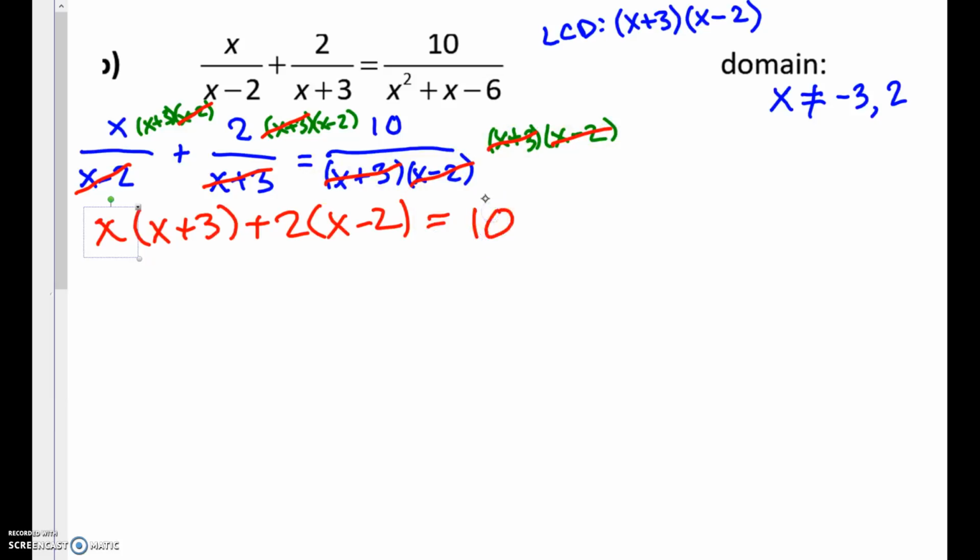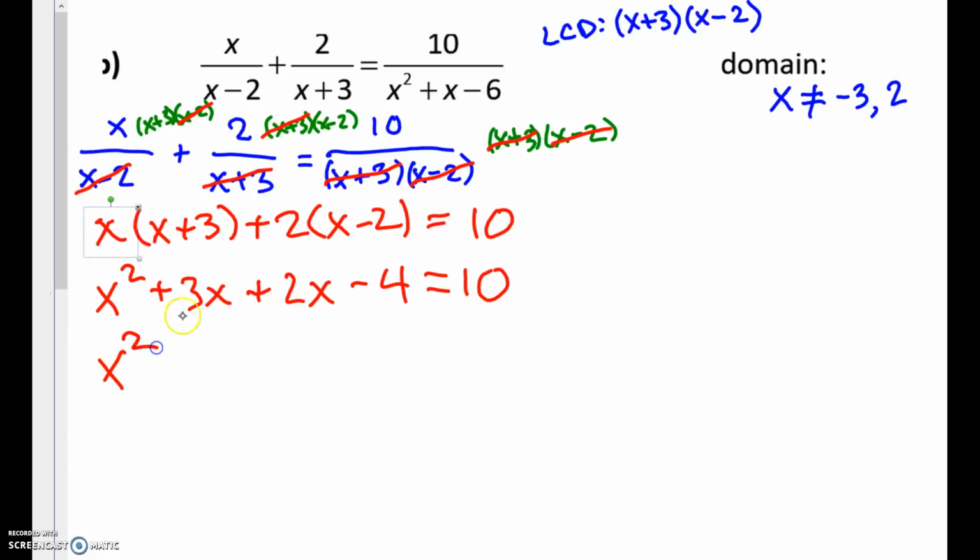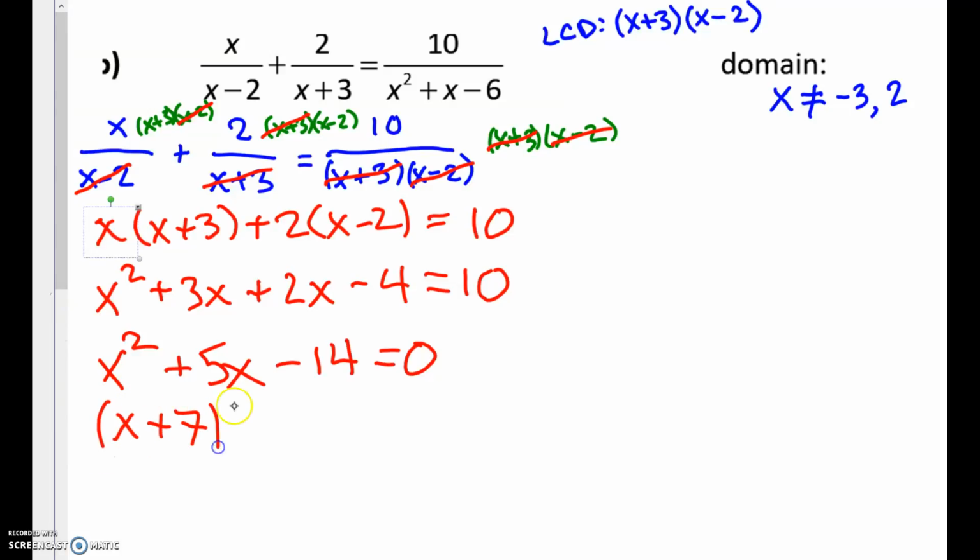So now we're going to distribute, as always. So I get x squared plus 3x plus 2 times x is 2x, 2 times -2 is -4, equals 10. Since I have a squared term, I want to get everything on the same side of the equation because it's going to be quadratic. So I get x squared, 3x and 2x is plus 5x, -4 minus 10 is -14, equals 0. Then I need to factor this. Two numbers that multiply to -14 and add to +5. I like x plus 7 times x minus 2 equals 0.